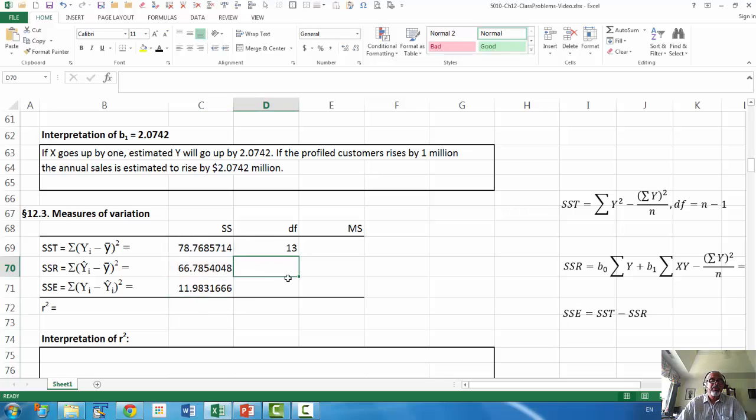Now the regression degrees of freedom is equal to the number of x variables in the equation. In simple regression it is always 1. There is only one x, so 1. So then we can take the difference between the degrees of freedom for total and the degrees of freedom for regression, and you get the SSE value.